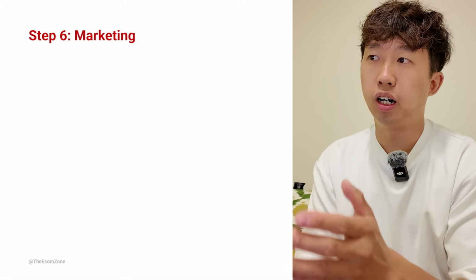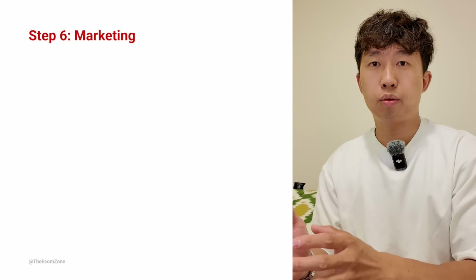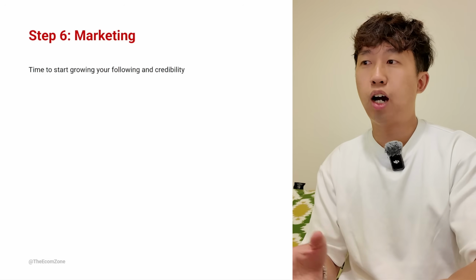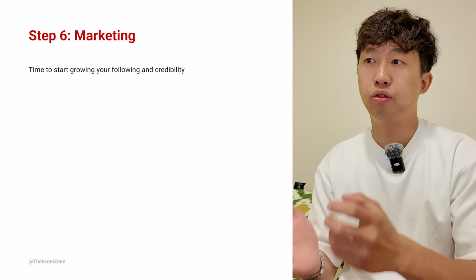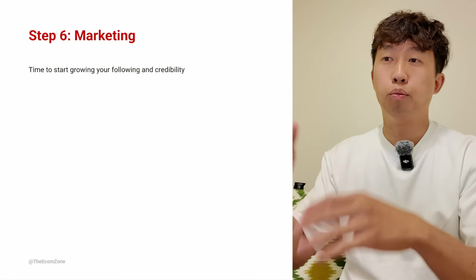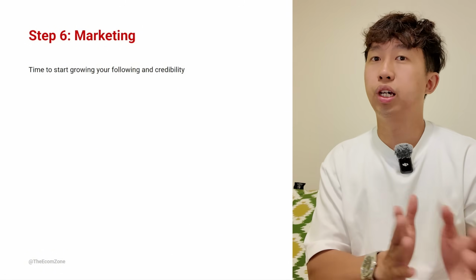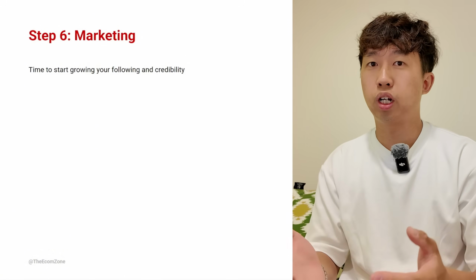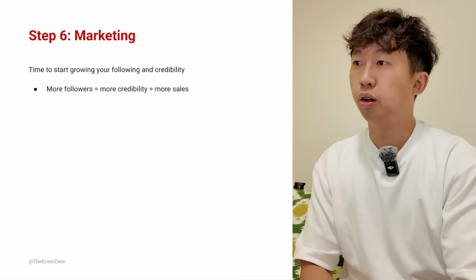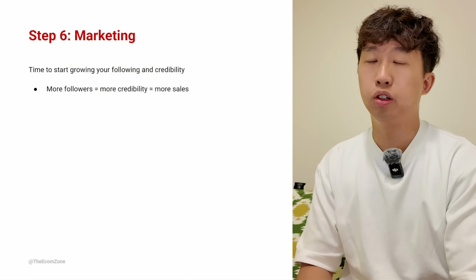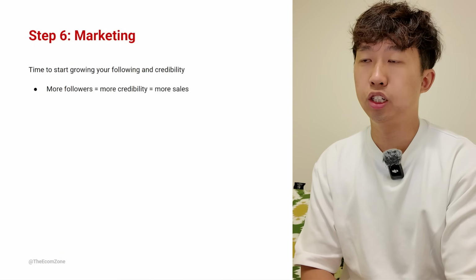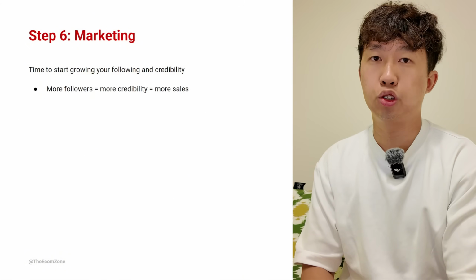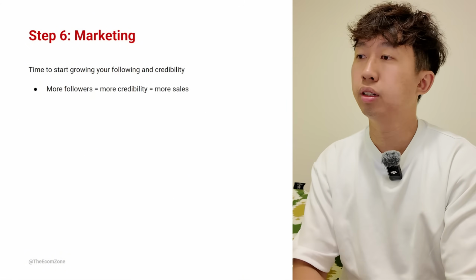Number 6 is marketing. Now, you made your website, you made your digital products, how are you actually going to sell yourself? So you actually want to start growing your following and credibility, because the more followers you get, the more sales you'll get, and also the more credible you become. So more followers, more credible equals more sales. And that's why it's a very organic method. You barely need to spend money on advertisements unless you really want to ramp up those sales.